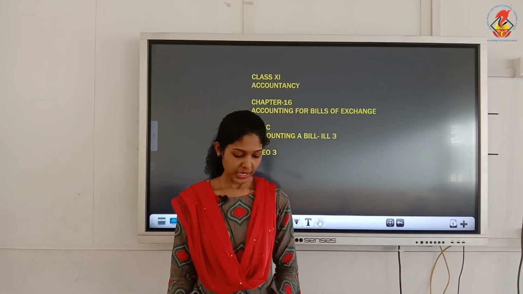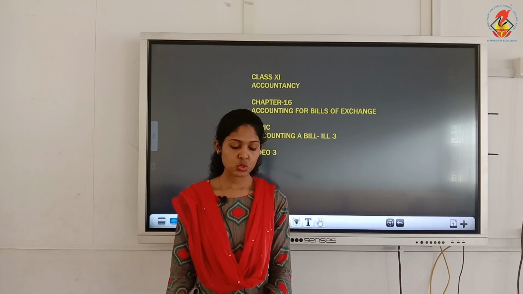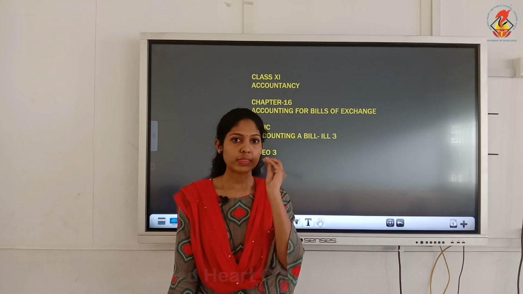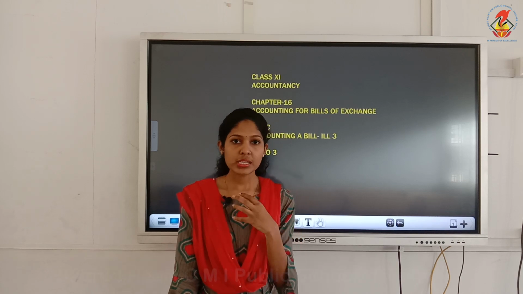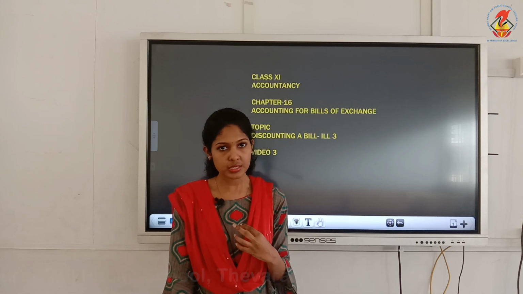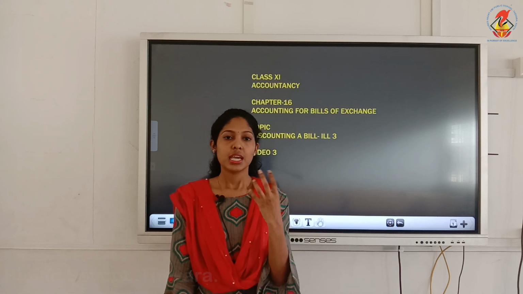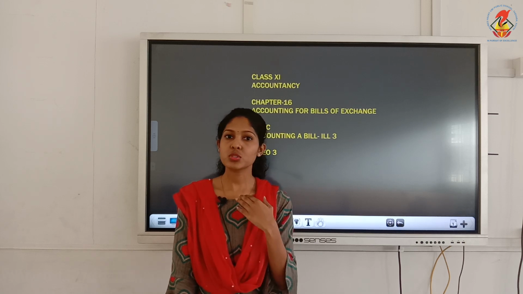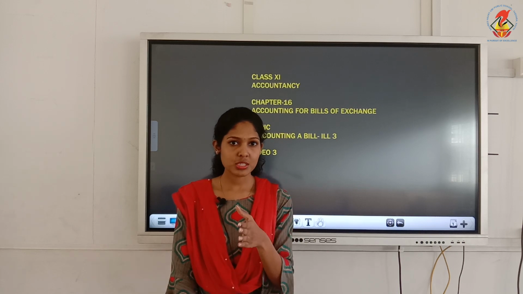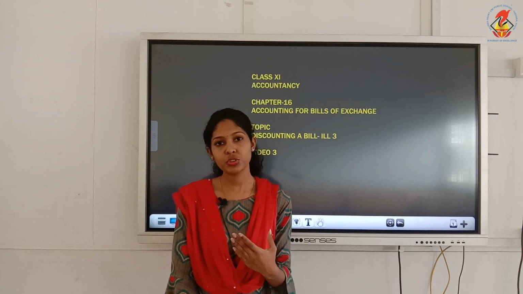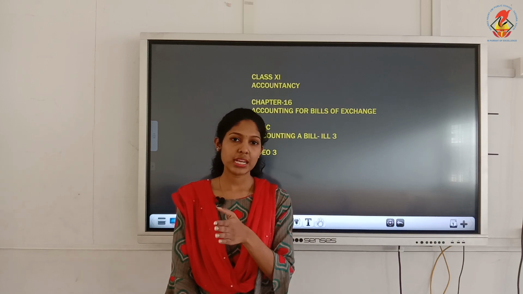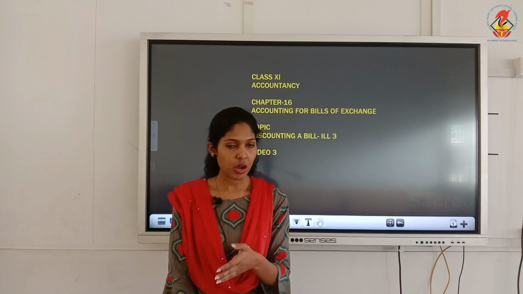Now we'll work out illustration number 3. So we are discussing discounting a bill. Now the bill is with the bank, and at that time, what is the journal entry we have to record in our books? Our books means drawer's books. We'll be recording it as cash or bank account debit because we'll be getting the amount from the bank. Then discounting charges also will be debited, being an expense for the drawer. So it is cash account debit, discounting charges account debit.